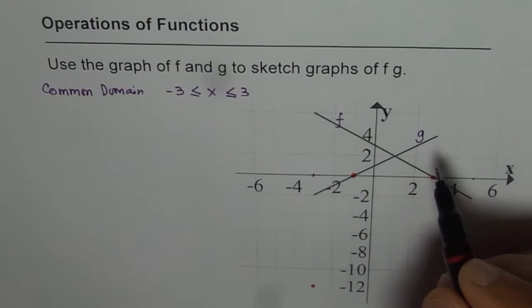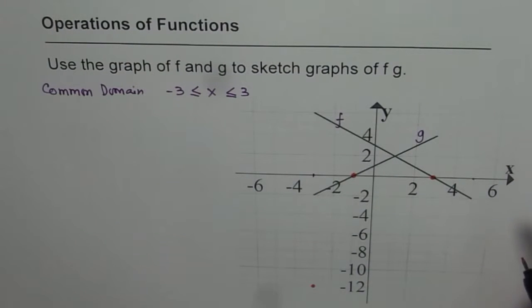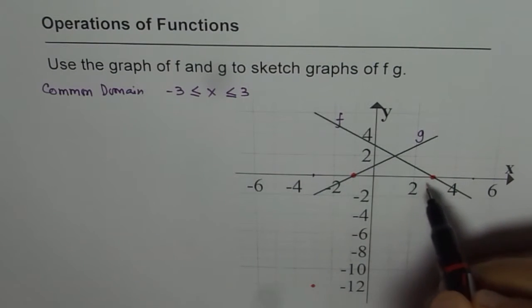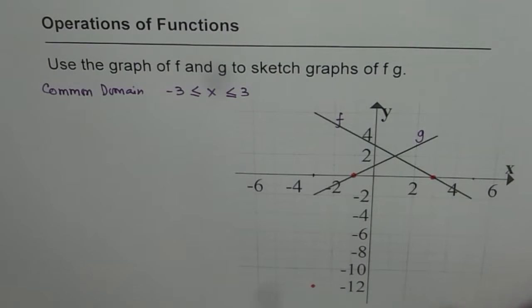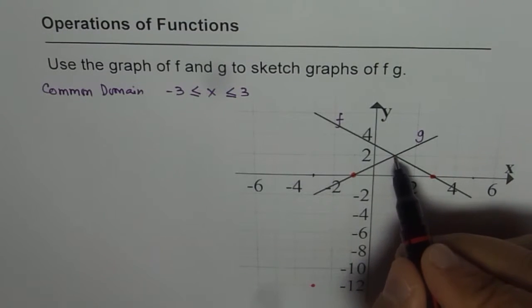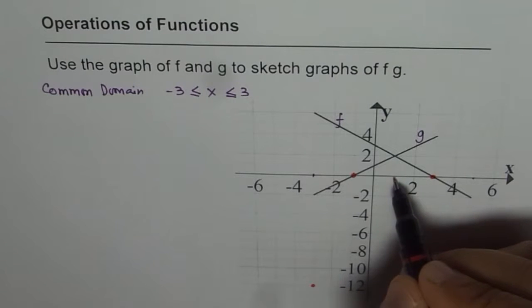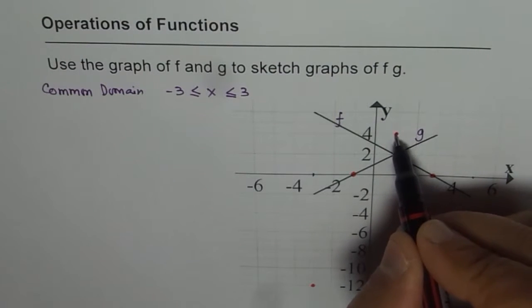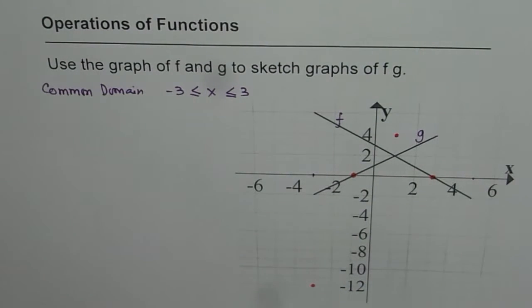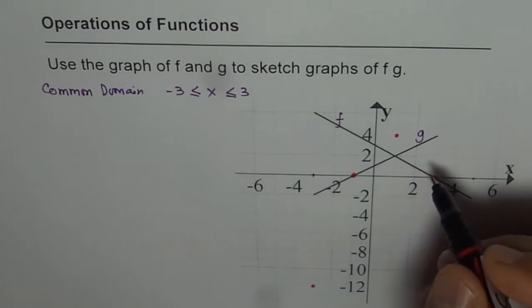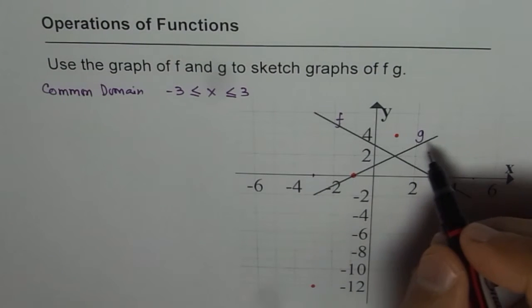Now we can pick up some more values, and remember that we have to connect them as a parabola, since the product of two linear equations gives us a quadratic equation. Here it is 2 times 2, right? Both values are 2 at x equals 1, so we get 4 here, right? So that is how we get some values, and we can always connect them forming a parabola.